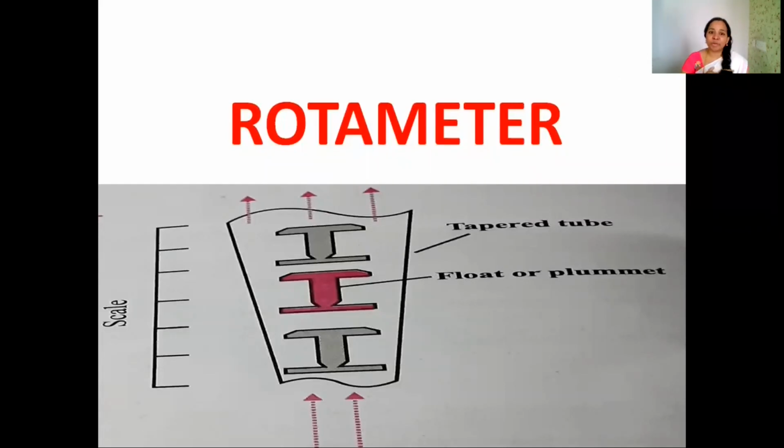Today I am going to talk about a rotameter. A rotameter is a flow meter that is used to measure the flow rate of liquid. We can also measure the flow rate of gases using this rotameter. Move on to the principle.